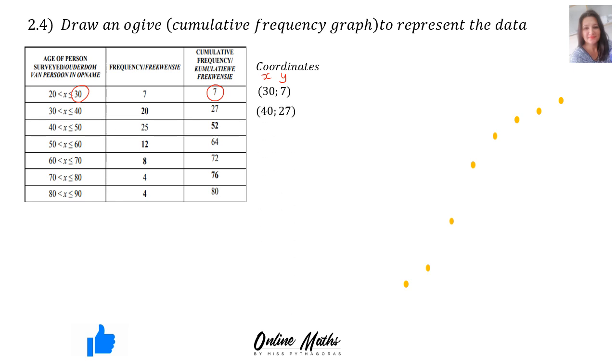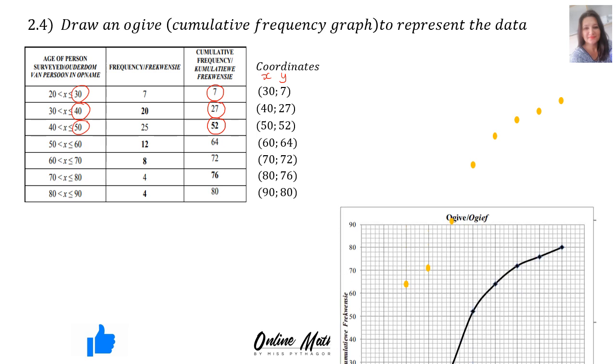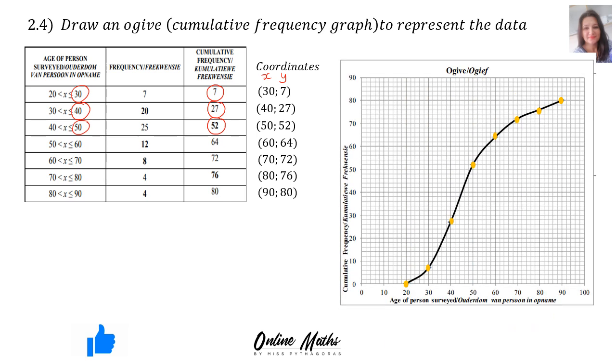So the next coordinate will be the point. The x will be 40 and the y, the cumulative frequency, 27. The next point will be 50 for the x and 52, the cumulative frequency for the y. And then your next coordinate will be 60, 64, 70, 72, 80, 76, 90, and 80. And then there's your ogive.